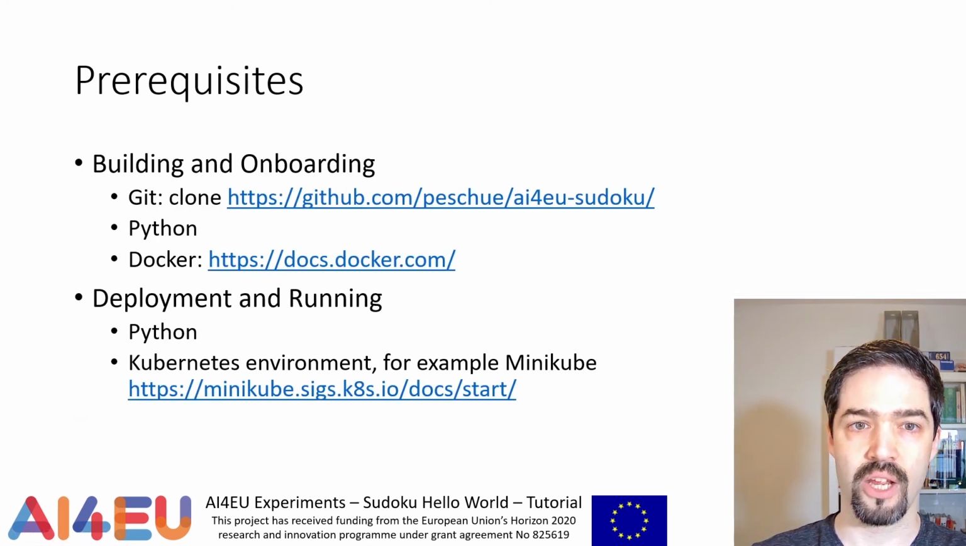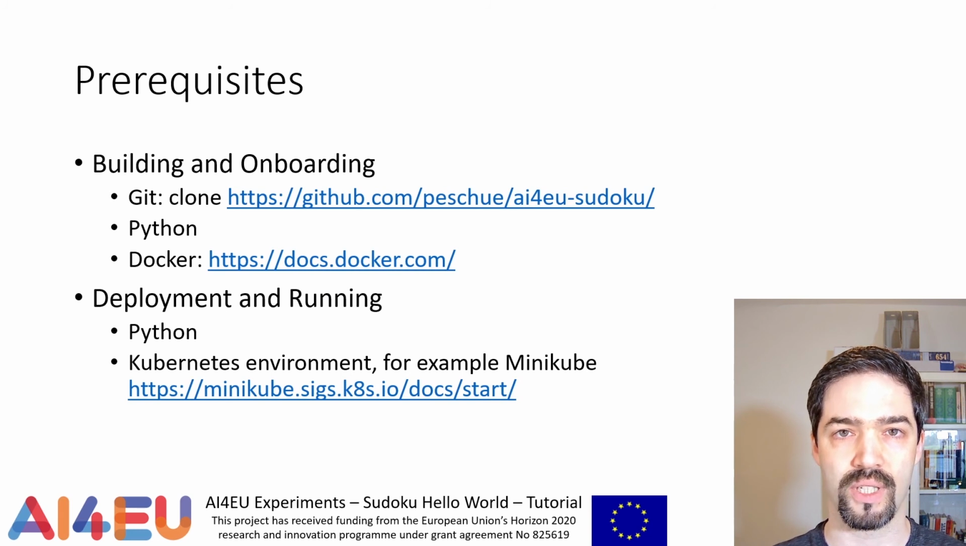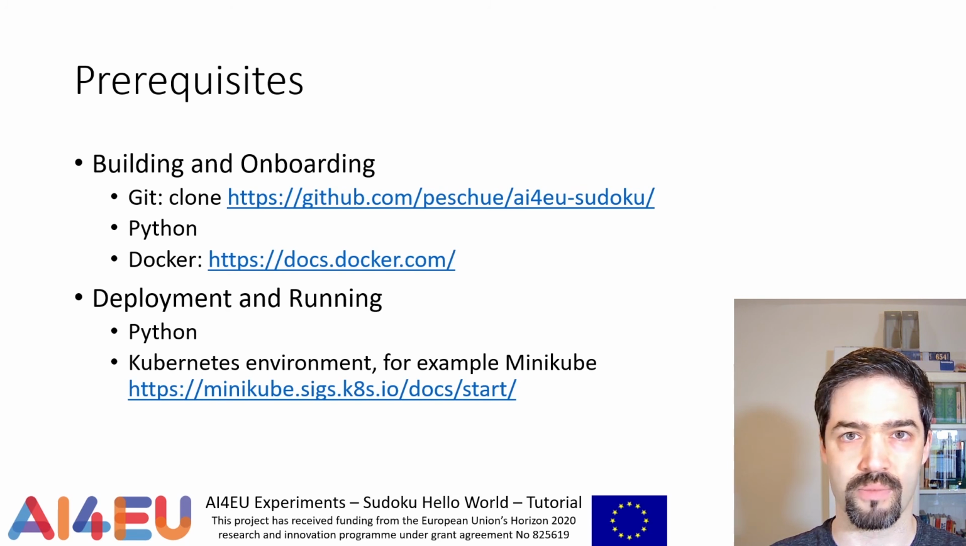What do you need? For building and onboarding, you need Git, you need to clone this repository that is on the slide, you need Python, and you need Docker. For deploying and running, you need again Python and a Kubernetes environment. For example, Minikube, which can be installed on Linux, Windows, and Macintosh. I will here show how to do it with Minikube. But if you have another Kubernetes environment, that will also work perfectly well.